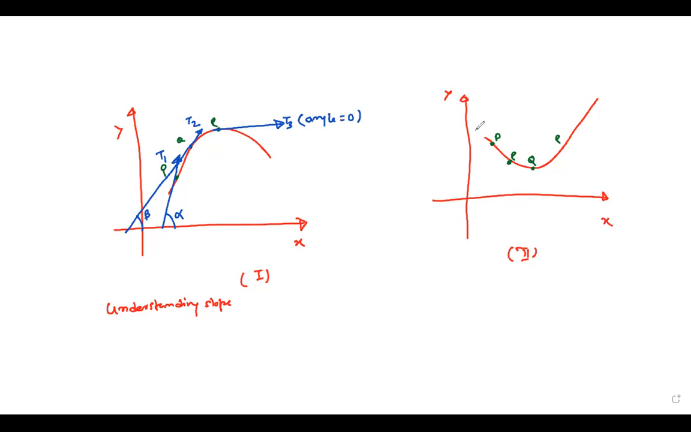Now, similarly, draw a tangent over here. At point P, draw a tangent. T1. If you just draw a tangent over here, T2. Draw a tangent over here, T3. Okay, clear? So here, the angle is 0.